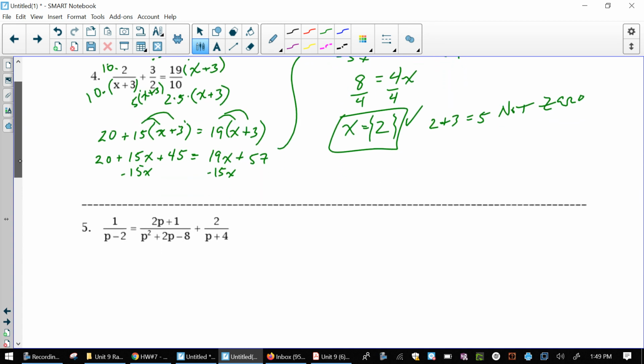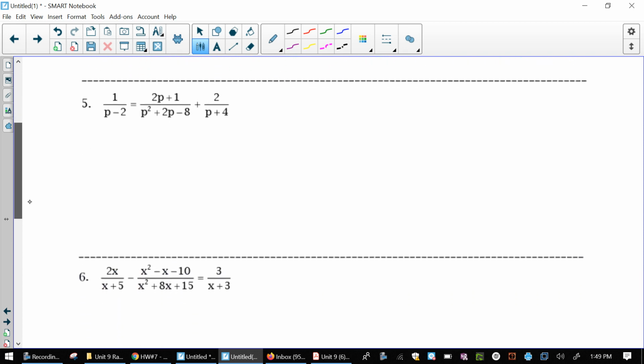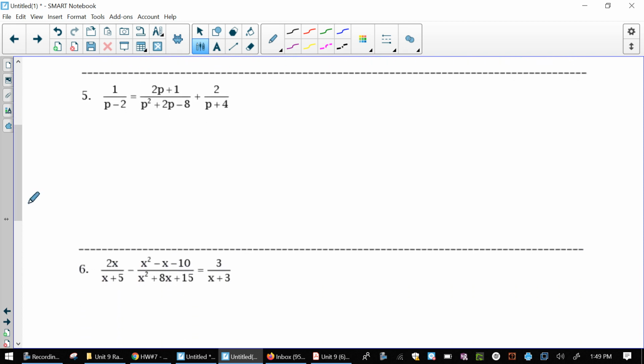Feel free to pause it, watch that again, try out 1 or 2 on your homework. All right, let's go to 5 and 6, because now you see we have some quadratics, some polynomials to work with. Okay, name of the game is still common denominator.